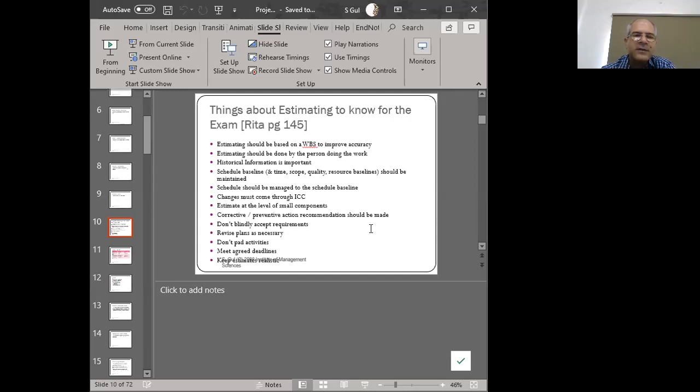Rather, we should be asking those people that do such activities on a day-to-day basis in order to give us an idea of how long that activity is going to take, right? So get the estimates from the person doing the work.